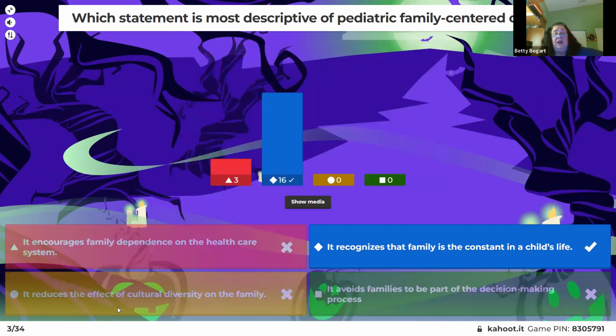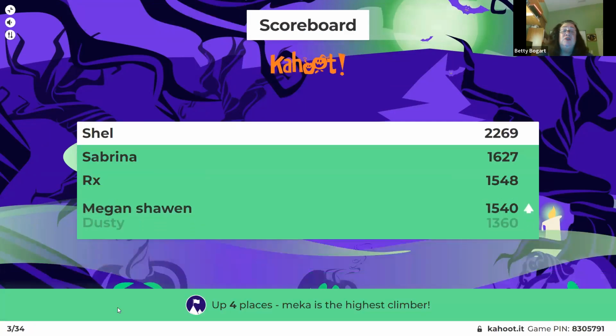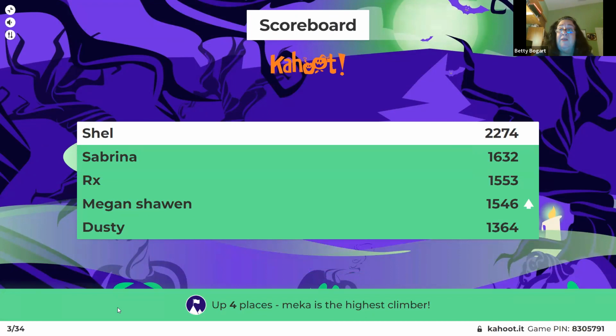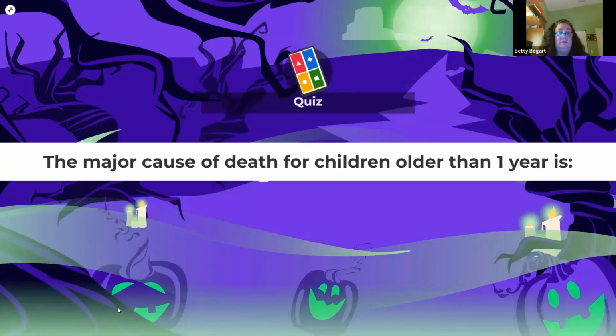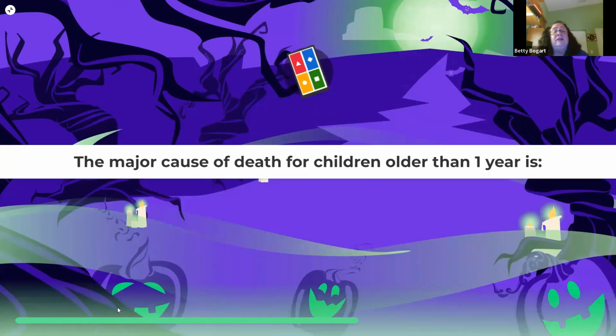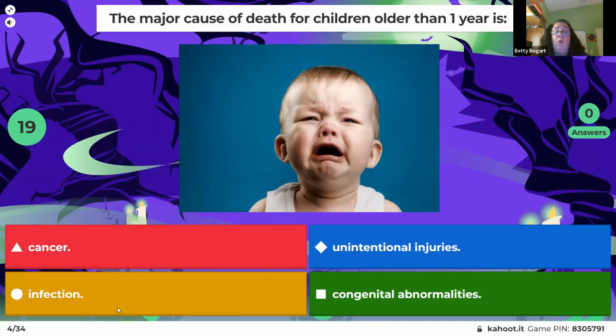Family is the only constant in their life, and we know pediatrics is not just taking care of a kid, you take care of a family. It is difficult, but I've made family friends for life being a pediatric nurse. The major cause of death for children older than 1 year old is what?